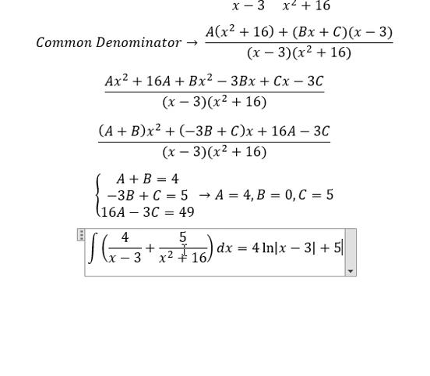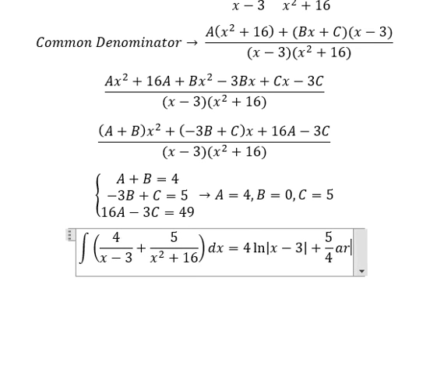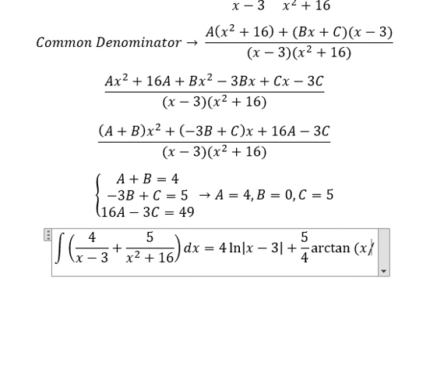The integration of this one, we have 1 over 4 arctan of s over 4. Because the 4 comes from here, 16 is 4 squared. And this is the final answer in here.